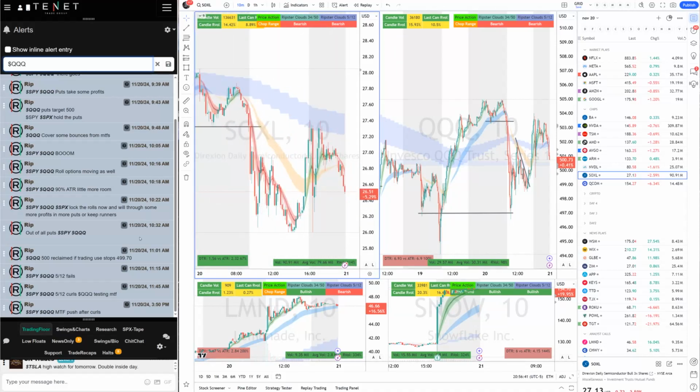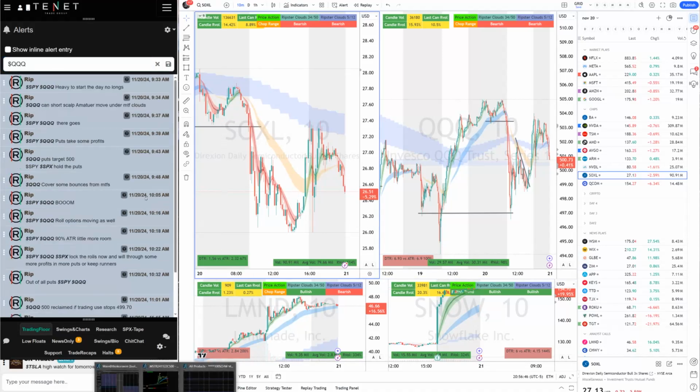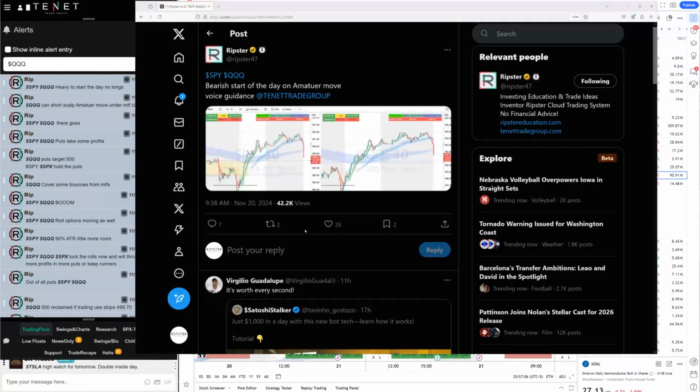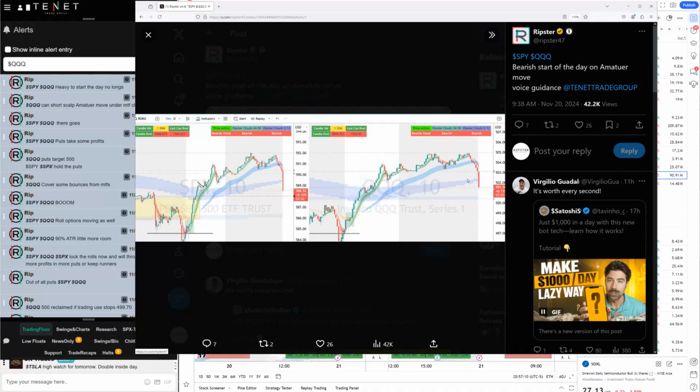So this kind of worked out really nicely for us. A lot of the put options, you can see all the... I also tweeted about it. Let me show you. So I also tweeted about this, that we are bearish to start the day. You can see that we are breaking the MTFs.